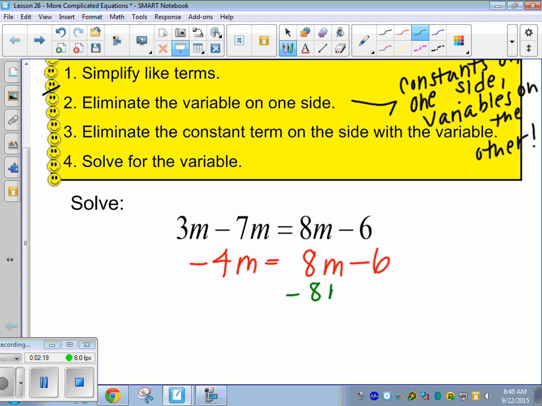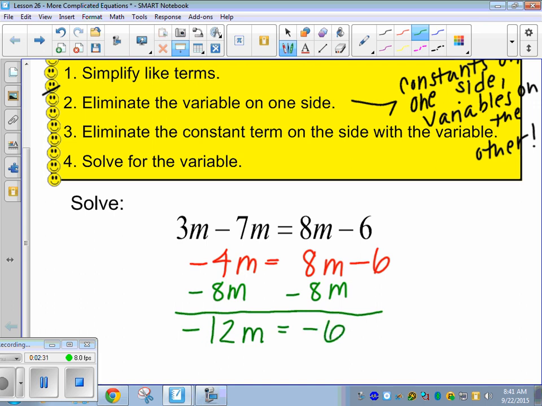So as usual, you have to do the same thing to both sides. So we're trying to get rid of the 8m over here, so I'm going to subtract 8m from both sides. So we have -12m equals -6. Now I want to get this m all by itself. I want to figure out what m equals. So what do I have to do to both sides?